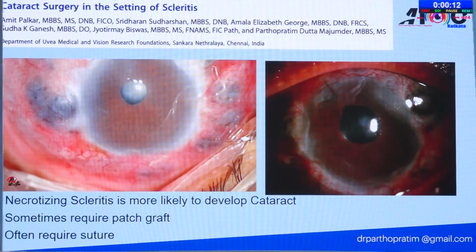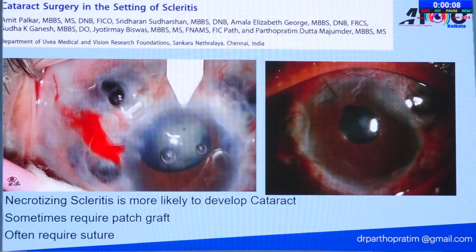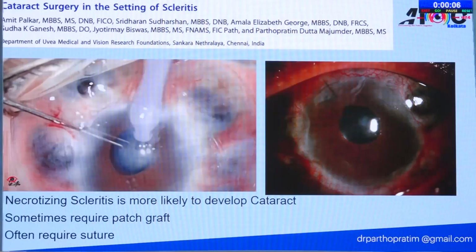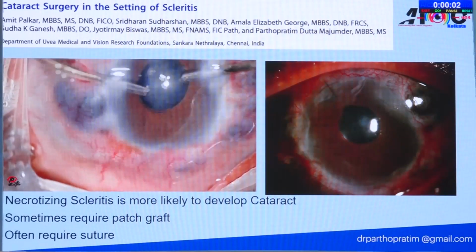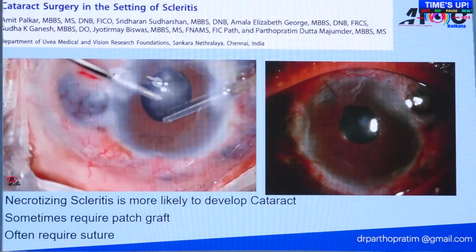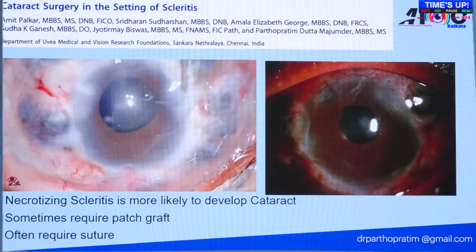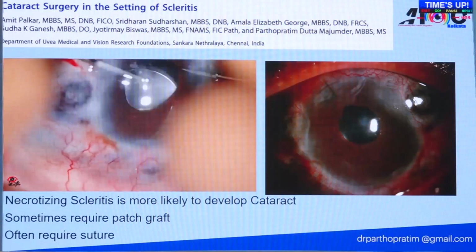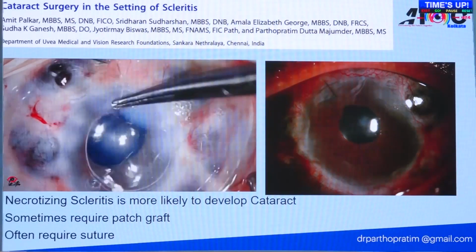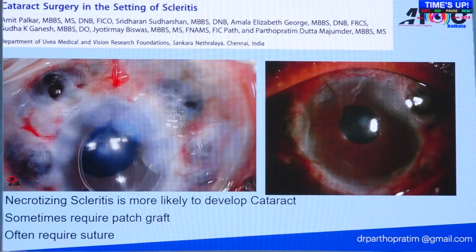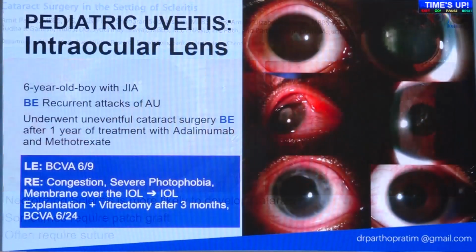Necrotizing scleritis is the most common type to develop cataract, but if you are doing a proper job with proper immunosuppression, you can go ahead and do a good cataract surgery also. For example, this patient we could manage without a patch graft, and the patient is doing well till now. Sometimes, because the scleral rigidity is very low, you need to apply a suture so that you can secure the wound properly in these scleritis cases.